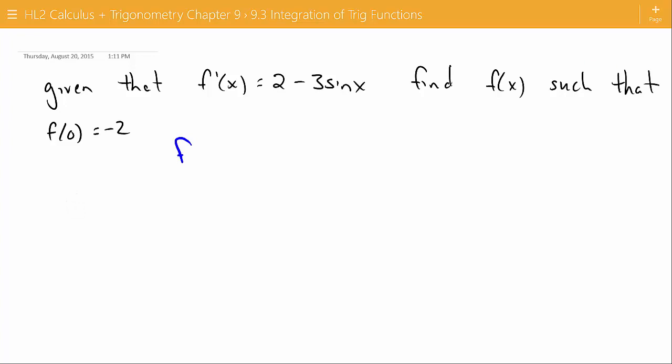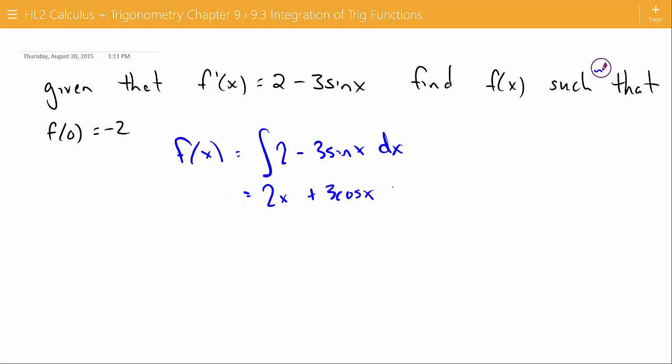F of x is going to be the integral of 2 minus 3 sine x dx, right? No big deal. Yeah? Cool. So this is 2x plus 3 cosine x plus c, and we're done, right? Well, no.